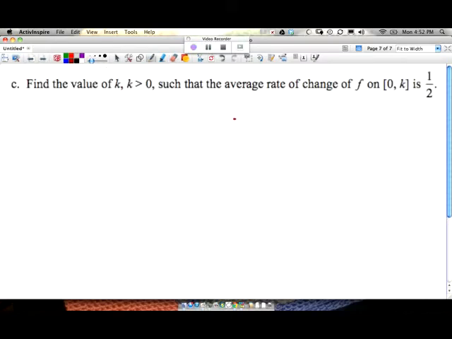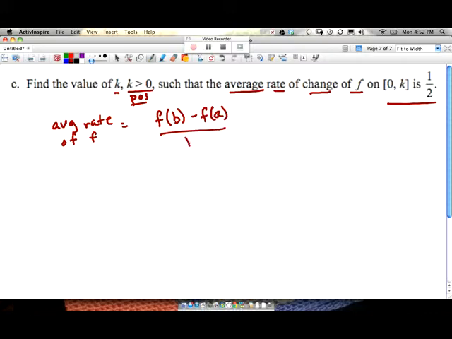So now it's asking us same kind of process, but something much more advanced, because it's almost got like we have a variable inside of it that we're not even sure about. So it says that there's some number k, and k is a positive number here. That's what k greater than 0 equals. Such that the average rate of change of f on 0 to k is 1/2. So the average rate of f is really saying f of b minus f of a over b minus a. And they're saying that that is going to be equal to 1/2.